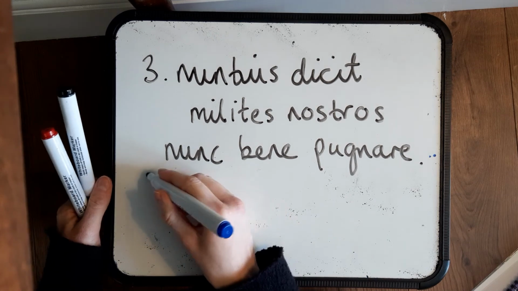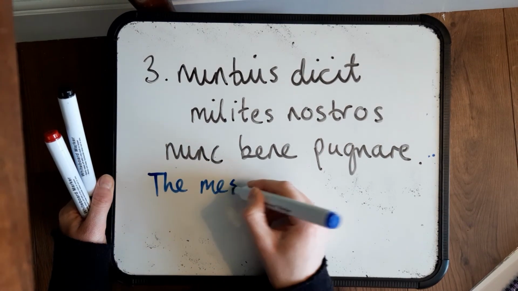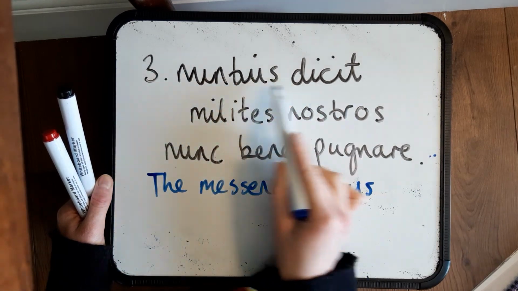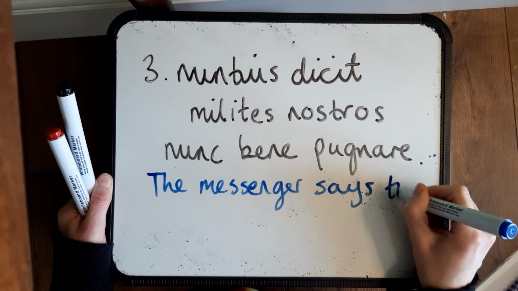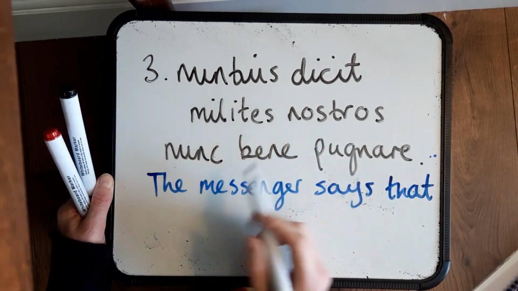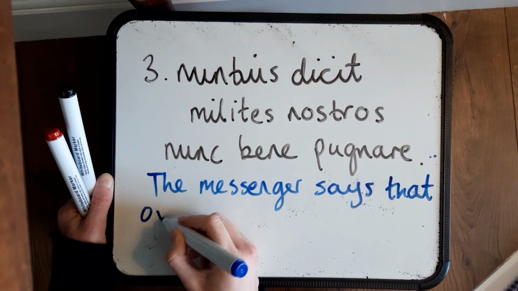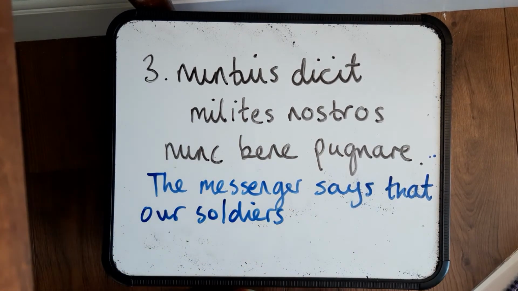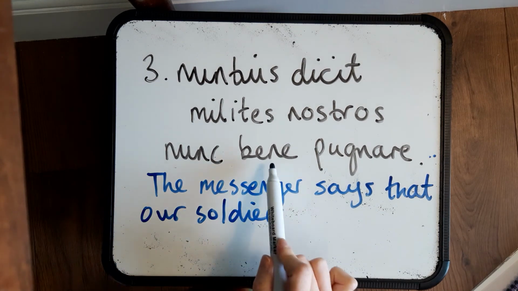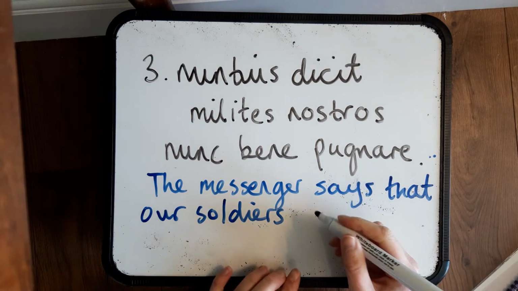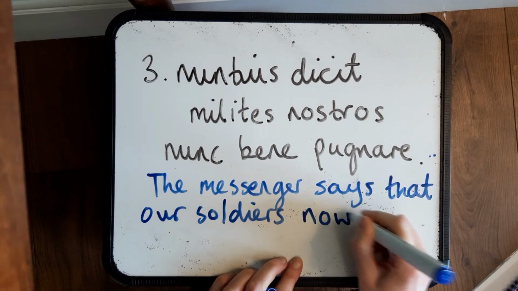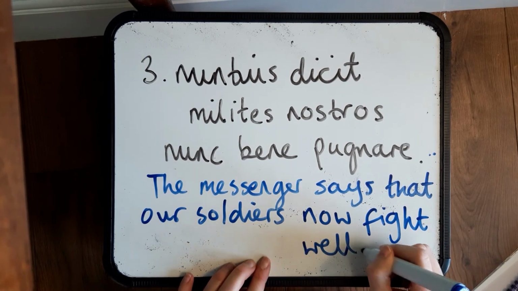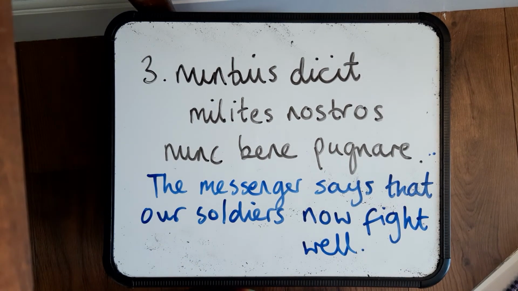Okay, so the translation of this one is the messenger says. So that's that first line there. Then insert your that, because then you've got your accusatives. Our soldiers. And then pugnare, you need to translate as a normal verb. Nunc bene means now well. So our soldiers now fight, or are fighting would be fine. Well.